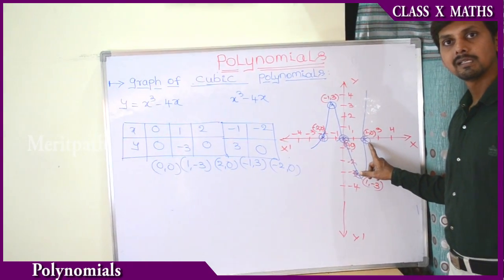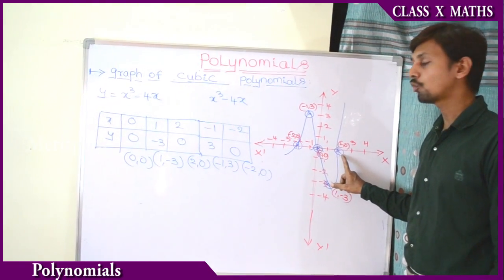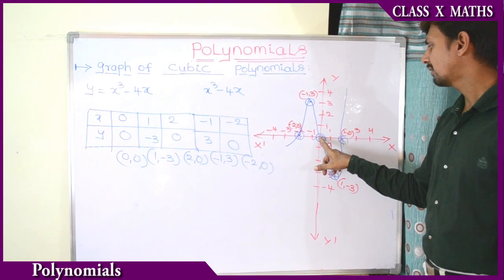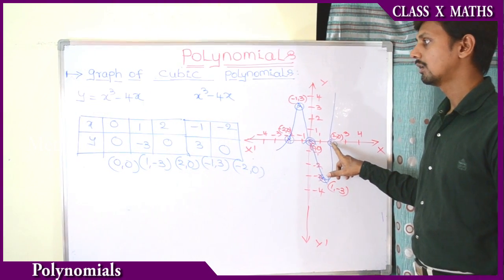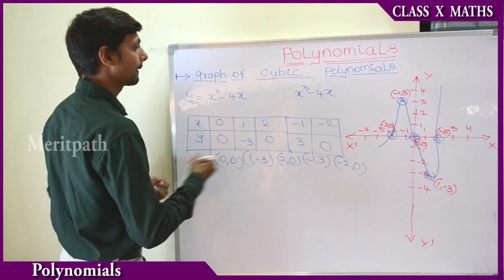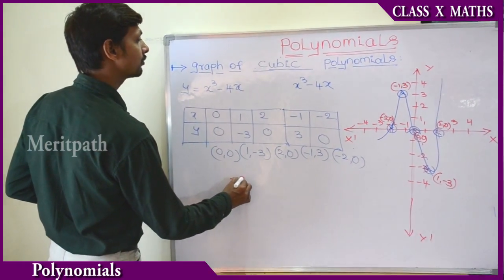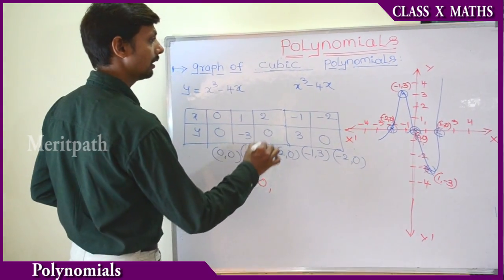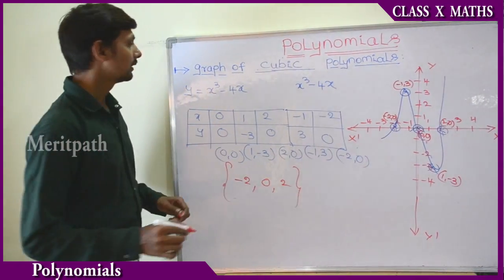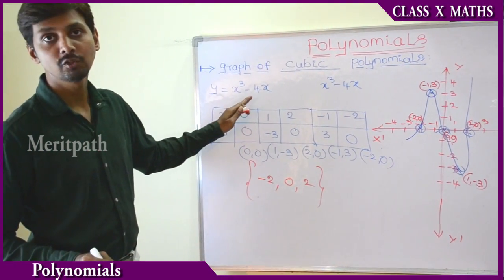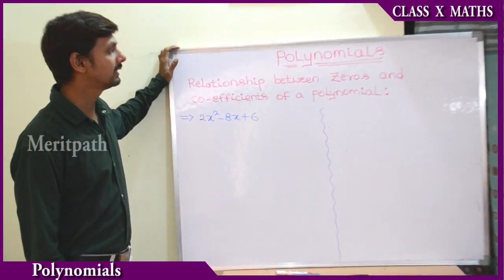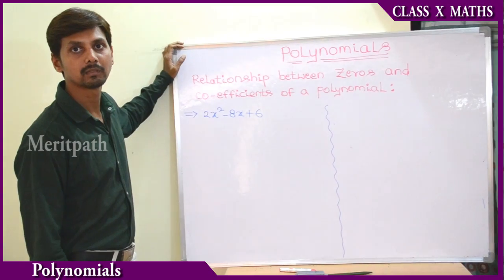This polynomial is intersecting the x-axis at 3 points, that is (-2, 0), (0, 0), and (2, 0). So the zeros of this polynomial are -2, 0, and also 2. These are called zeros of the polynomial y = x cubed - 4x. The name of the topic is relationship between the zeros and coefficients of a polynomial.